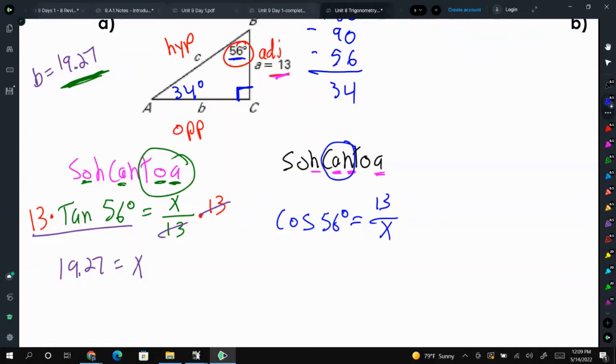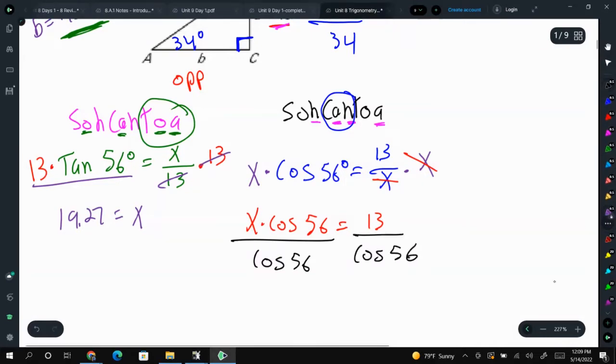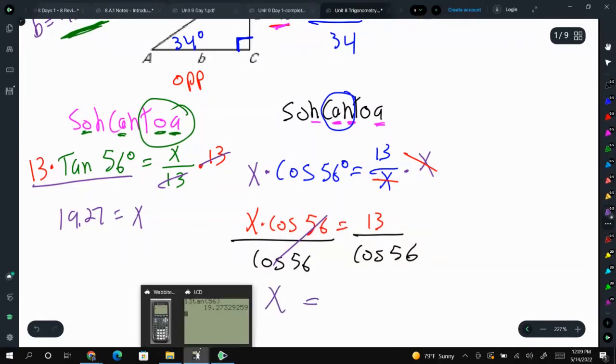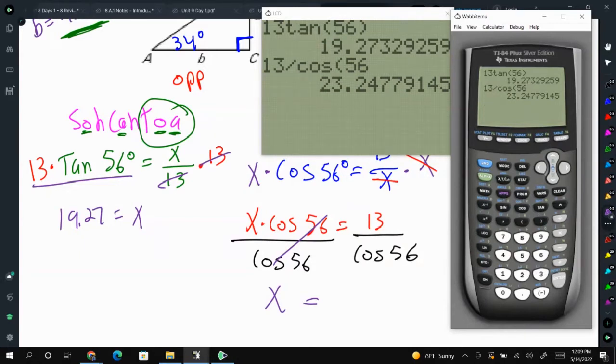I'm not going to multiply both sides by 13 this time. I'm going to multiply both sides by the denominator, which is x. That goes away. So x times the cosine of 56 equals 13. And then we will divide both sides by the cosine of 56. So x equals 13 divided by cosine of 56. And I get 23.25.